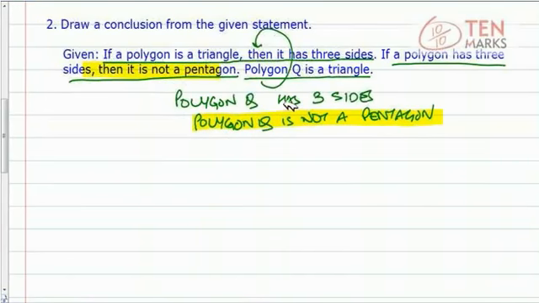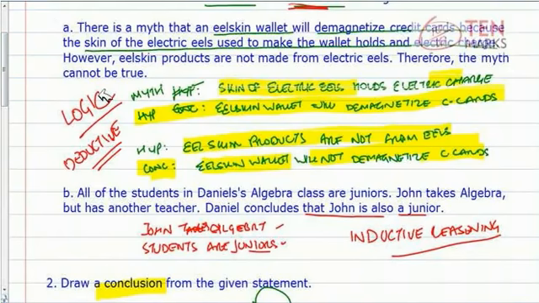If polygon Q is a triangle, I can use this statement to say that it has three sides. And if a polygon has three sides, which is a related conditional, then it is not a pentagon. So polygon Q is not a pentagon is the conclusion that we were looking for. Okay? So what we've learned here is inductive reasoning is based on certain facts. John takes algebra. All of his classmates are juniors, so I can induce that John must be a junior.